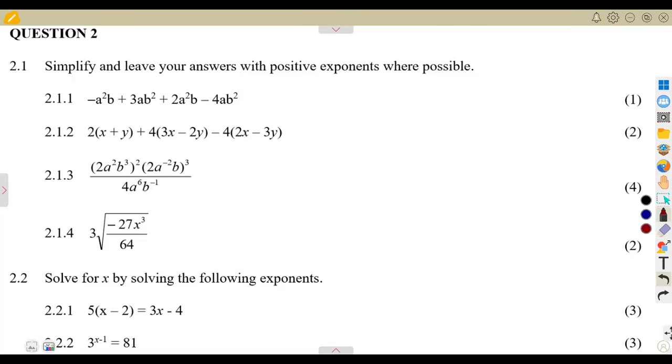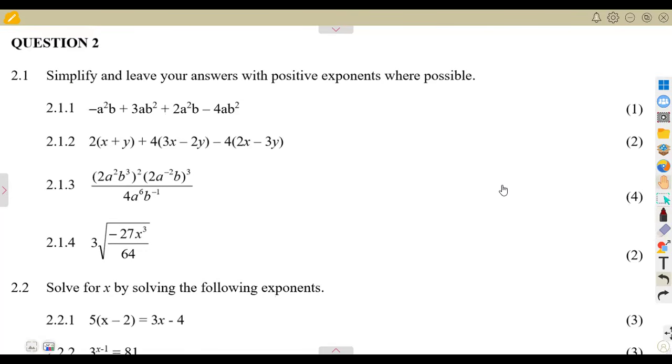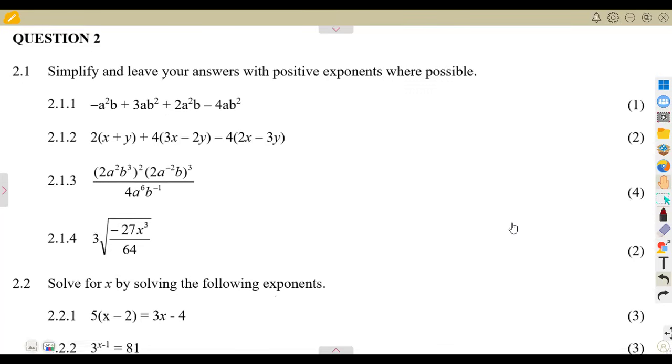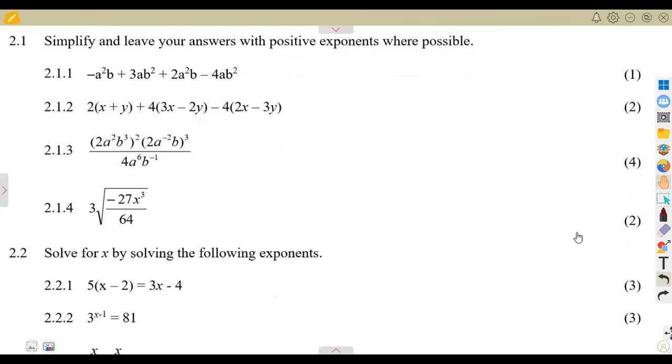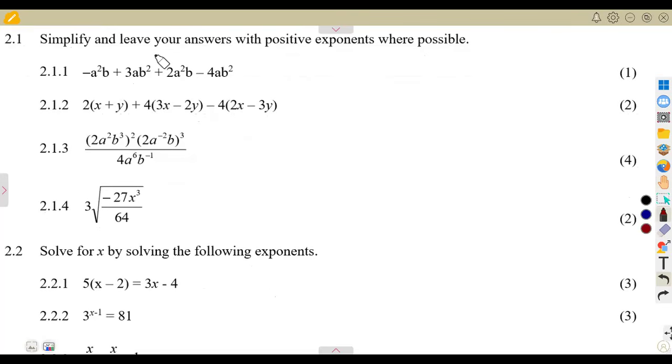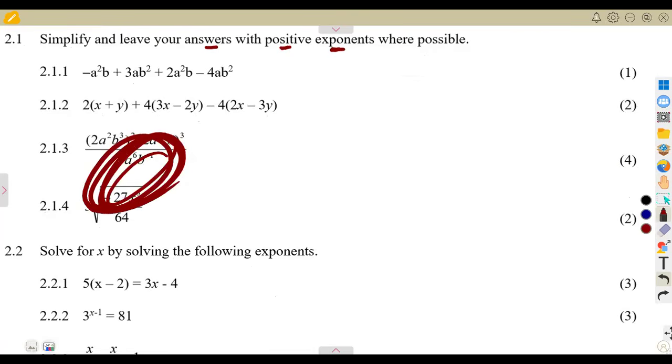All right, so this is a typical exam that we are going to work with as we prepare ourselves for the exams that are ahead. We are going to work out these typical questions on question number 2. The first part was to simplify and leave your answers with positive exponents where possible, where it is applicable.